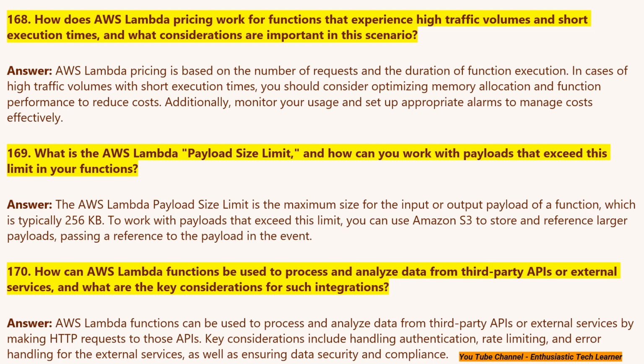How can AWS Lambda functions be used to process and analyze data from third-party APIs or external services, and what are the key considerations for such integrations? AWS Lambda functions can be used to process and analyze data from third-party APIs or external services by making HTTP requests to those APIs. Key considerations include handling authentication, rate limiting, and error handling for the external services, as well as ensuring data security and compliance.